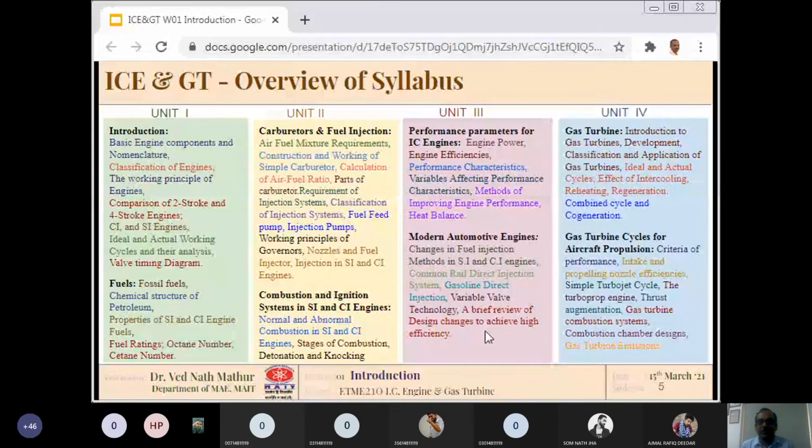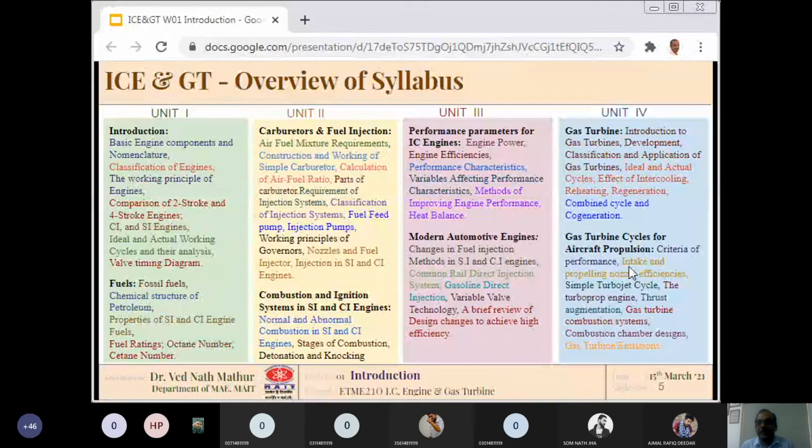So I was talking about the changes in modern automotive engines. Most of these things we will read from the available literature on engines. You won't find these topics in books because they are new developments in engines being done by the R&D sectors of various engine and automotive manufacturing companies. We'll study the direct injection system, variable valve technology used by different automotive manufacturers, and a brief review of design changes to achieve high efficiency.